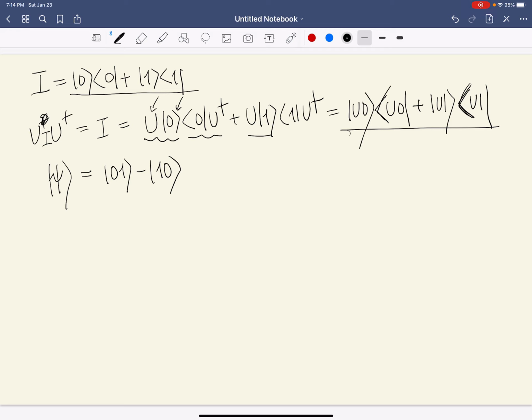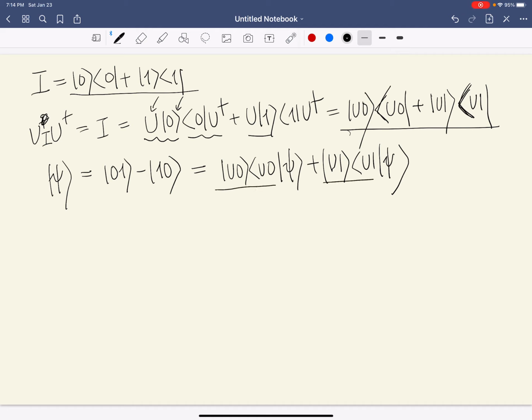Okay. Now, this is the same as u0. This is the same as u0, u0 psi plus u1, u1 psi. Okay, just writing down the identity. This plus that is an identity.